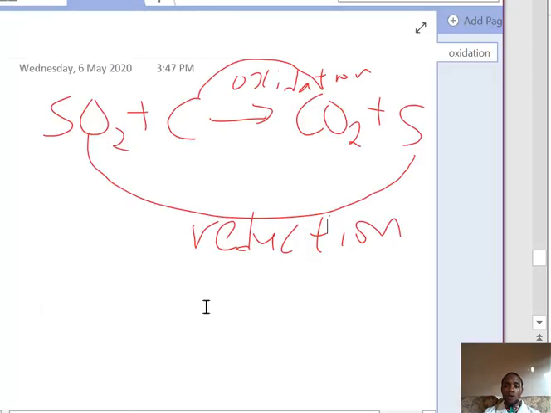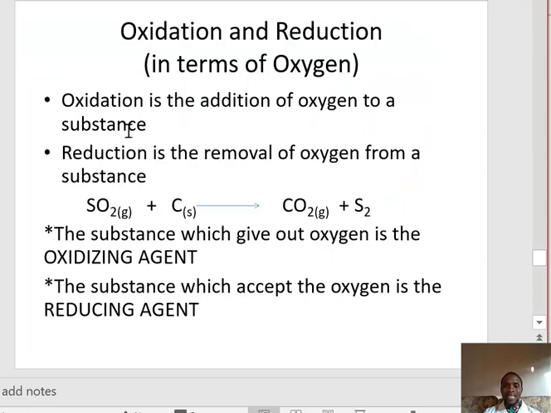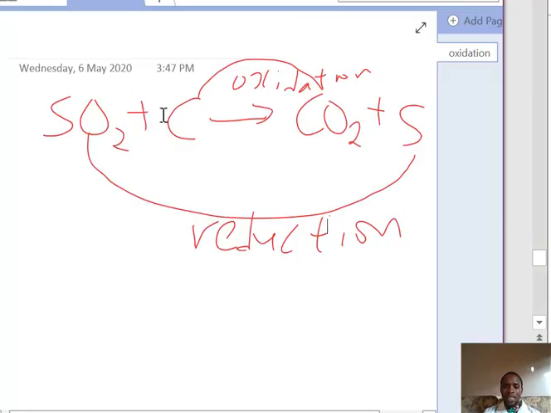carbon to give us carbon(IV) oxide and sulfur. When you look at it, carbon here is without oxygen, but oxygen has been added to carbon, and we said oxidation is the addition of oxygen. So in that case, oxidation has occurred between the carbon and carbon(IV) oxide. So this is the oxidation reaction.